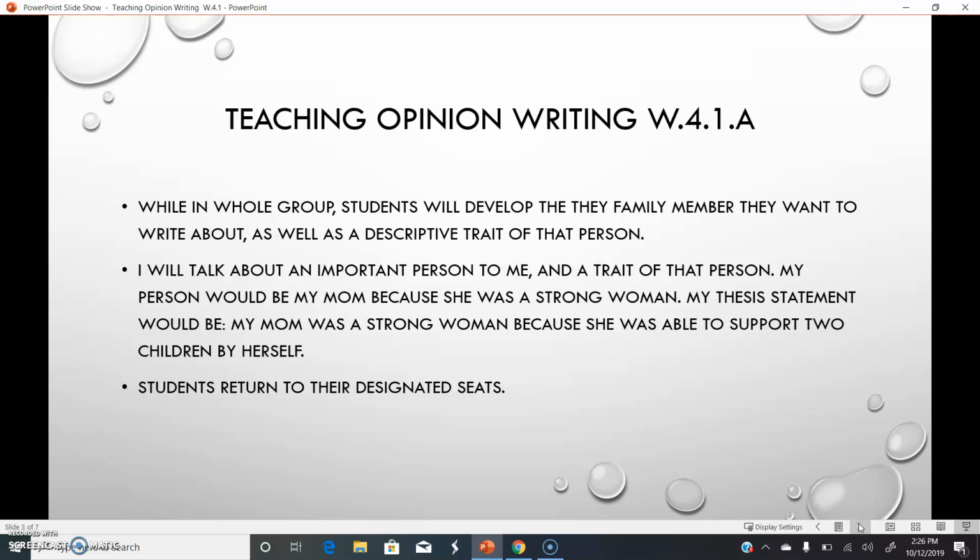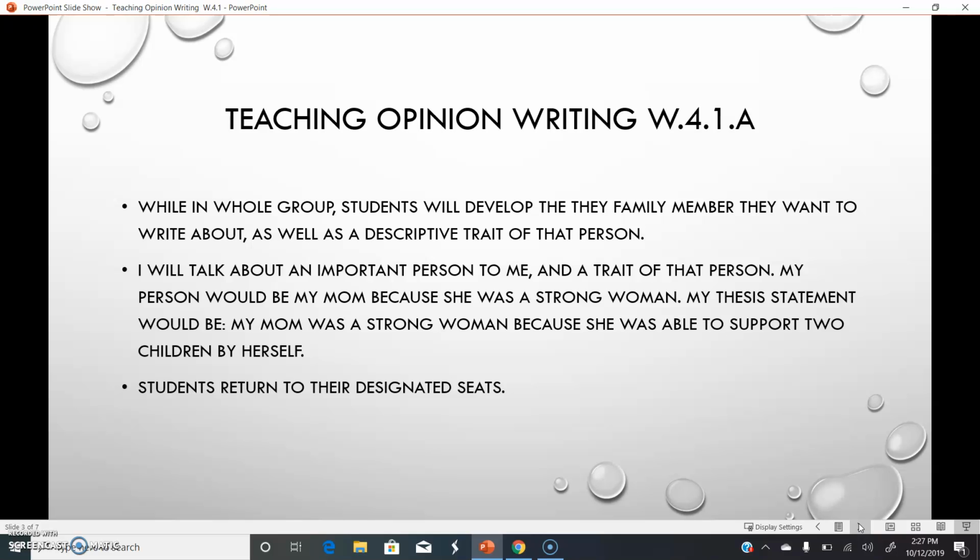So after we discussed opinion writing and what an opinion is, we as students developed a family member we would like to speak about and a descriptive trait of that person. As an example, I spoke of my mother, and my example was: my mother was a strong woman because she raised 2 children by herself. Then the students return to their designated seats.